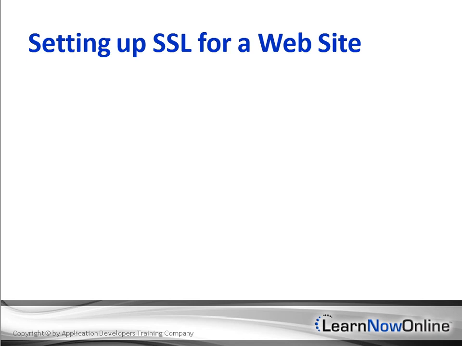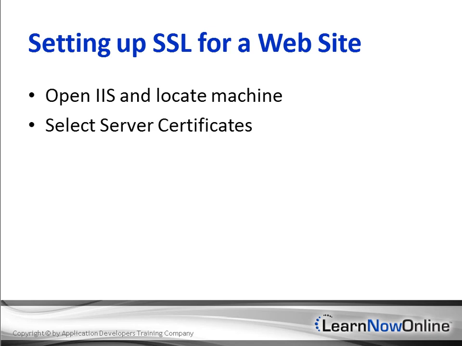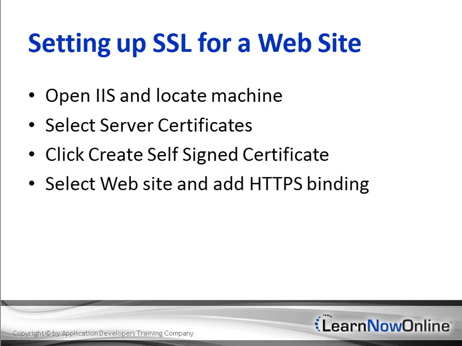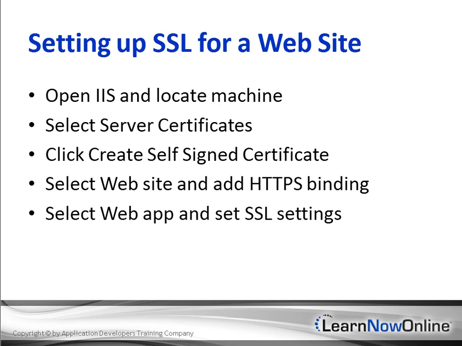To use transport security, you'll need to set up SSL, and here are the steps to do it. First, go to IIS and find the node for the machine that you want to set up SSL on. Then select the icon for server certificates. You'll see a list of server certificates that are there, but click Create Self-Signed Certificate. This is for testing. Then you select Website and add a binding for HTTPS. Then you go to the application and set the SSL settings there. Now I'll show you how to do this.